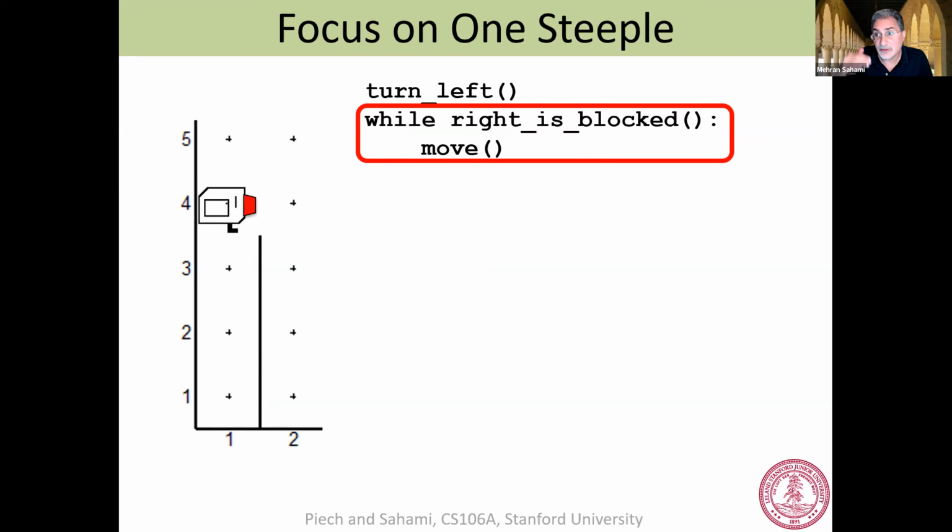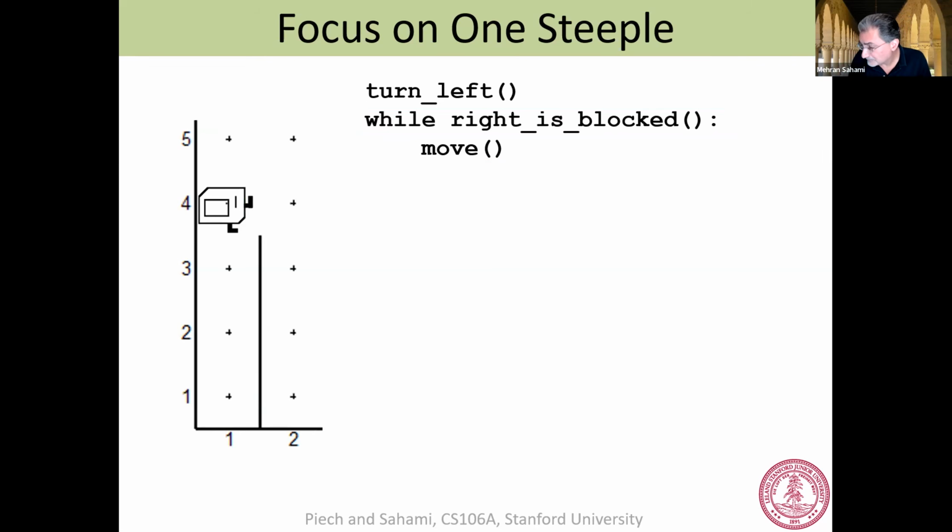Now, at this point, after it's done the move, it comes back to check the condition again. Is my right blocked? And at this point, if you look, Carol's right is no longer blocked. So that condition, right is blocked, is now false. And when the condition becomes false, the loop stops executing and we move past the end of the loop. So we don't do one more move because it's false. We say we are now done with the loop. And so we've successfully gone all the way to the top of the steeple.